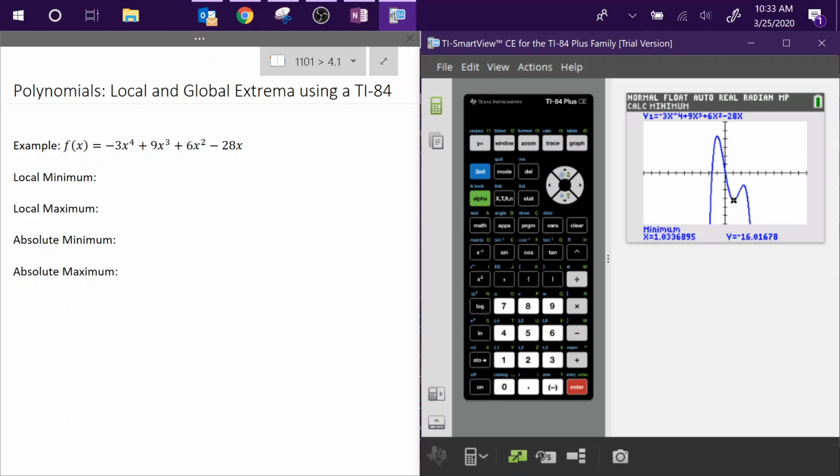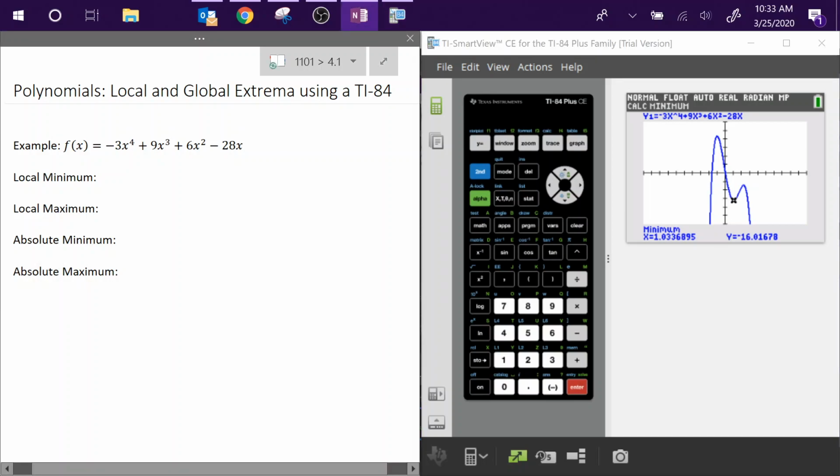So this one, it says the minimum is y equals negative 16.01678. I'm going to round that for neatness sake. So that's going to be negative 16.02. And the minimum is at x equals 1.03. Again, for neatness sake.